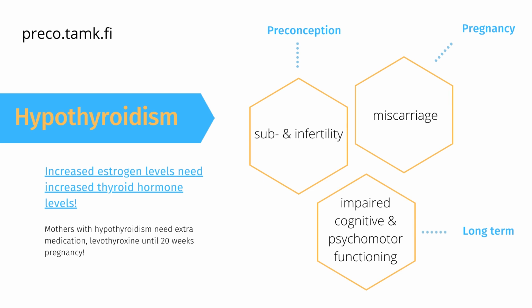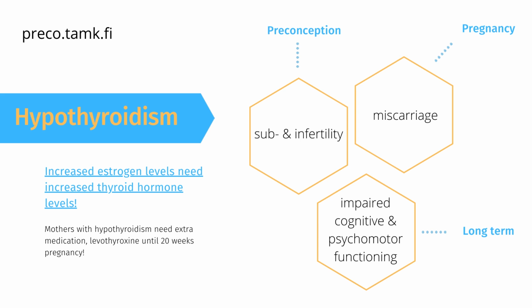As a result of increased estrogen levels, the need for thyroid hormones in pregnant women increases, starting at 5 weeks of gestation and stabilizes from the 16th to 20th week of pregnancy. Healthy pregnant women can meet the extra need by producing more thyroid hormone. This will not work in case of maternal hypothyroidism. Extra supportive medication as levothyroxine is needed.